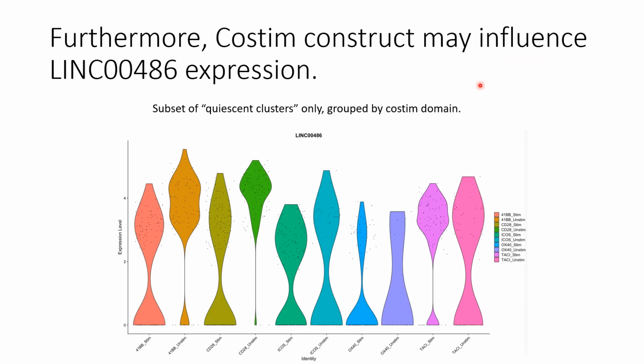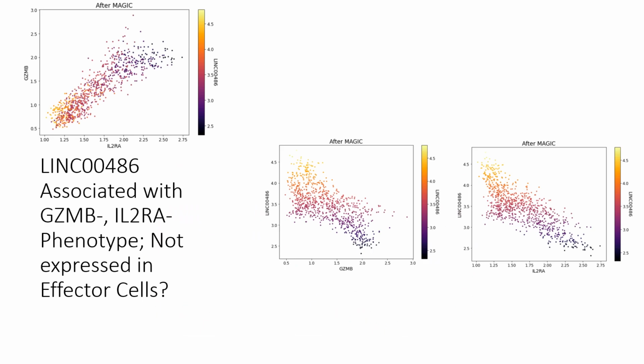Furthermore, it looks like certain costim domains or certain CAR constructs influence the expression of LINC486. Why is this unstimulated category not expressing as much LINC486 as, for example, CD28? Here I've plotted some really key transcriptomic hits that I've been finding in a lot of my datasets, right?